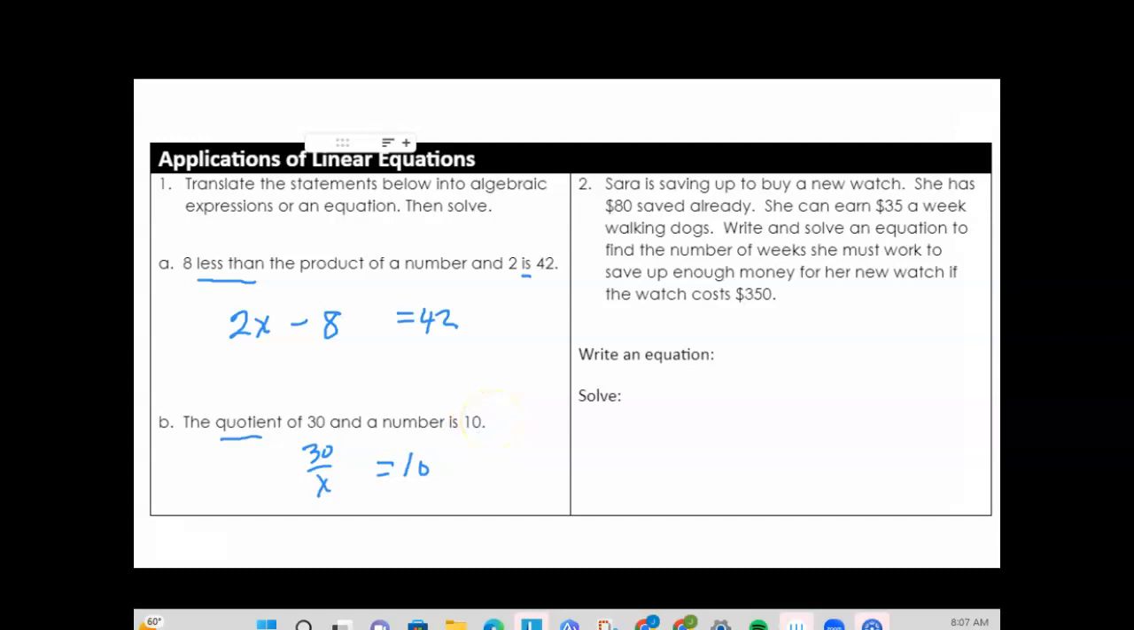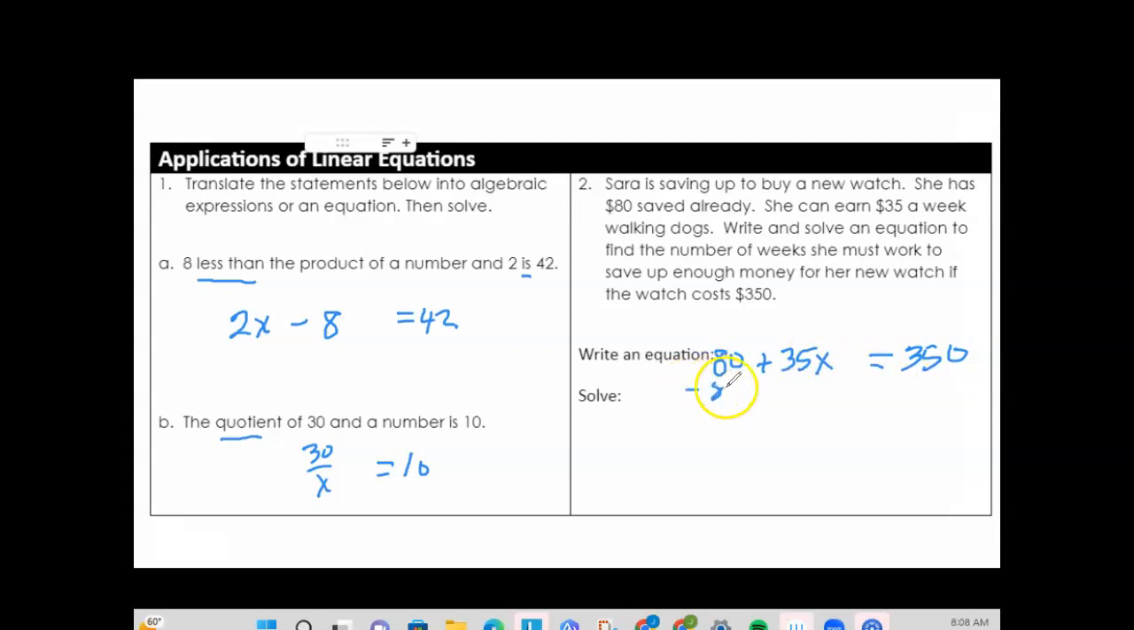All right, so let's see if we can use some of that to write an equation. Sarah is saving up to buy a new watch. She has $80 saved already. She can earn $35 a week walking dogs. Write and solve an equation to find the number of weeks she must work to save up enough money for her new watch if the watch costs $350. So the 350 is obviously going to be her equal to. She already has 80, so that'll be 80 to start. Plus, because she's adding more money each week, she's adding $35 per week.